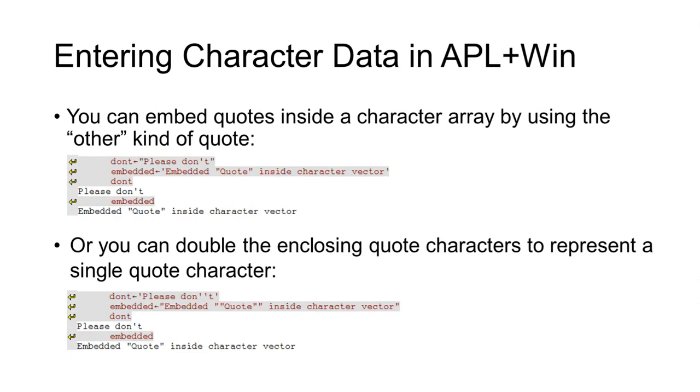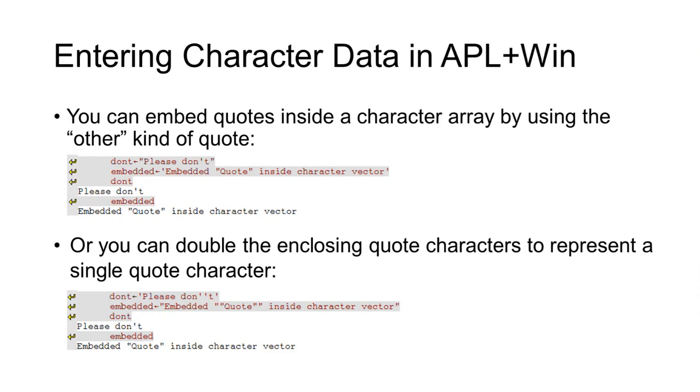Entering character data here, we can embed quotes inside of character arrays in two different ways: by using the other style of quotes. If I've got this string, like on the first line, the variable don't, I'm using double quotes to delimit the string, and I can use a single quote inside of that to represent a single quote in the string. Or in the second line, where I've got embedded, I'm using single quotes as the outer bounds of the character vector, but I use double quotes inside of that string. So if you use the opposite quote, that's all fine and good.